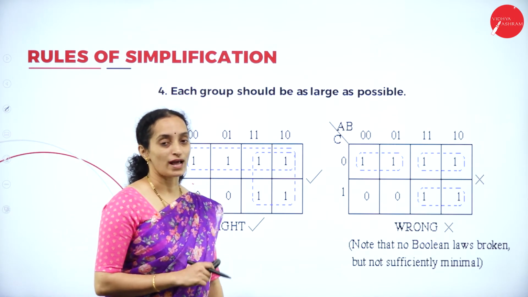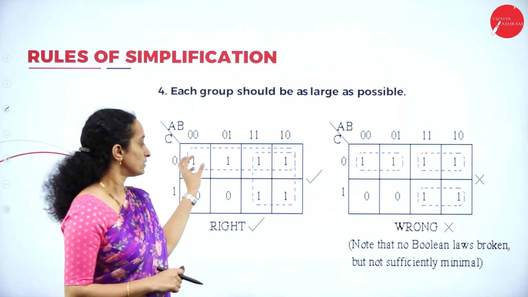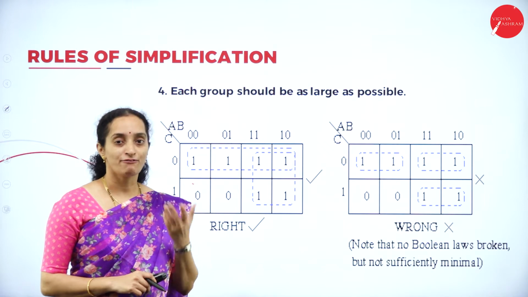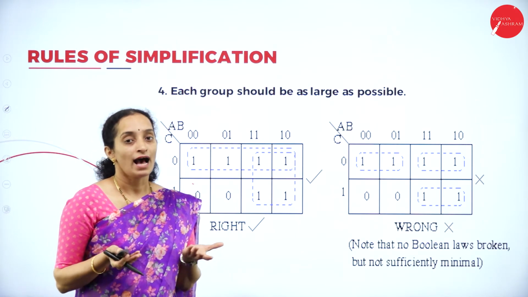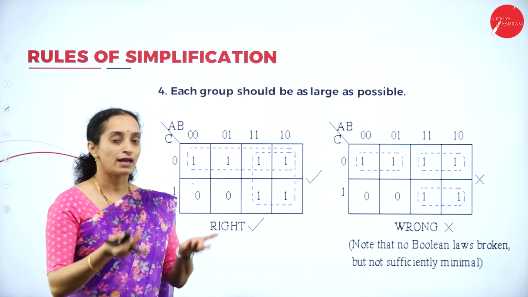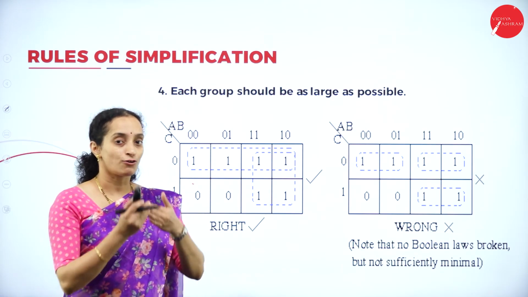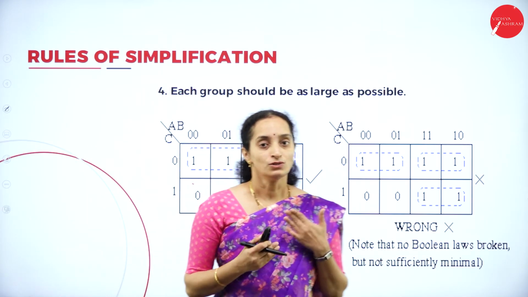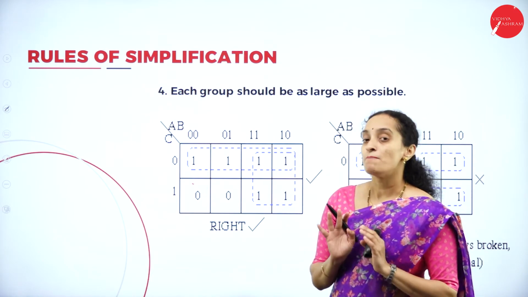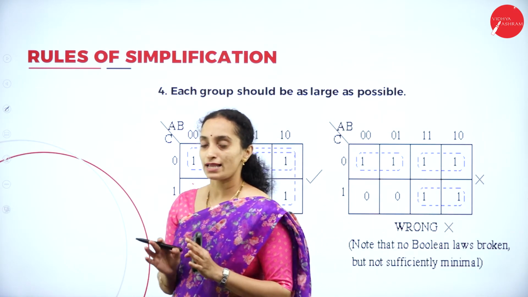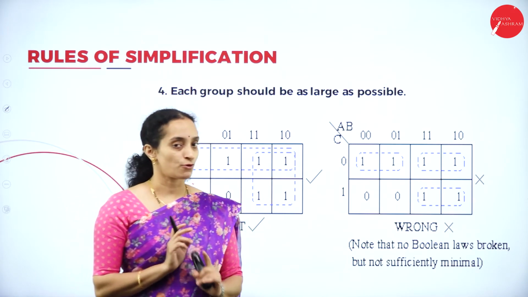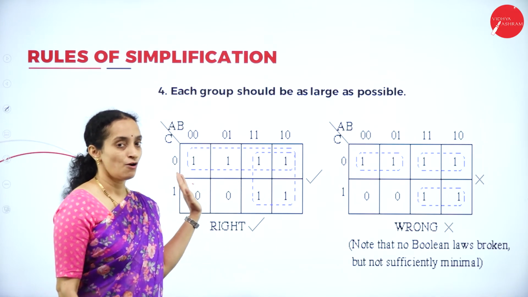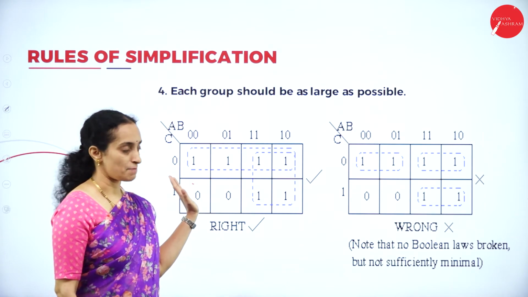Why this rule has been imposed is, if you try to make smaller groups, the simplification task will be a failure. Okay, you cannot simplify as much as possible to the maximum. That means again there is a possibility of reducing the number of minterms in an algebraic expression. So what the fourth rule says is you need to have the maximum number of ones. You must try to group the maximum number of ones in the K-map. This is the correct representation of the groups in a K-map.